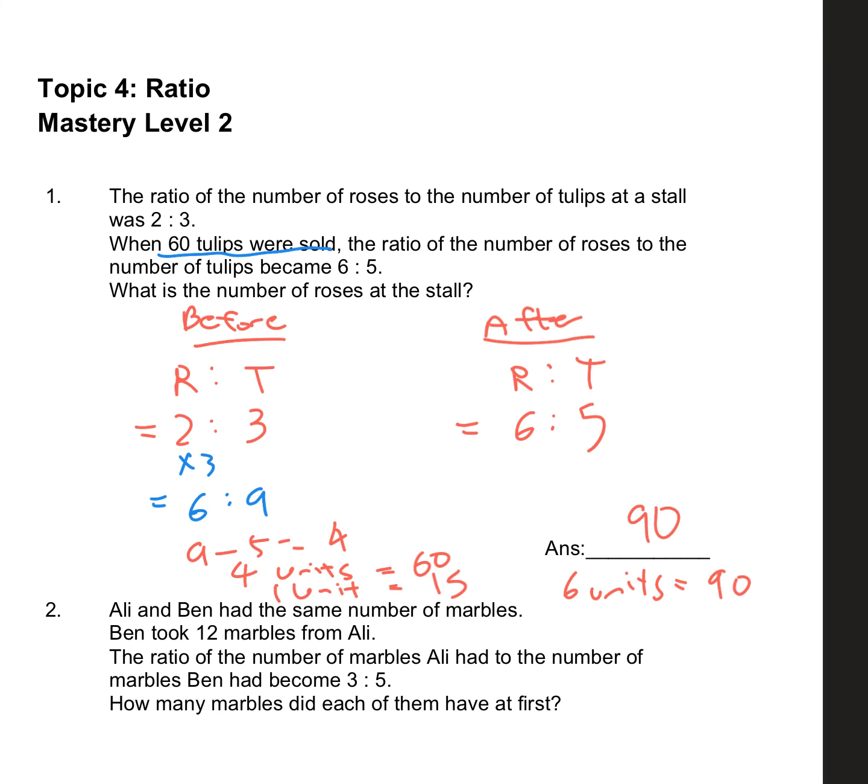So I got the answer. It says 62 lilies were sold, which means that the roses remain the same. So my roses are 2 and 6, I make it the same, 6. So the ratio for before should be 6 to 9. After that becomes 6 to 5. So from 9 units to 5 units, because 4 units of the lilies were sold, that's how I get 4 units equals 60. 1 unit is 15, and the roses at the store are 6 units. I get 90.